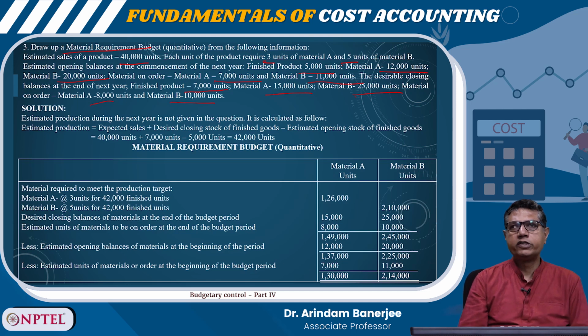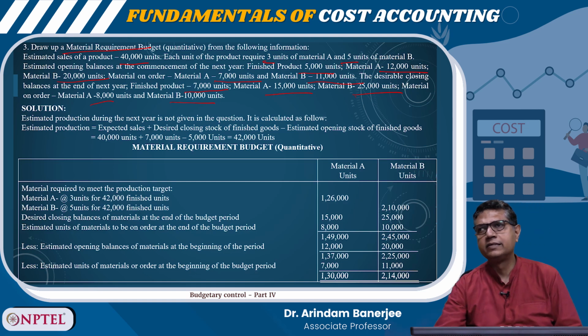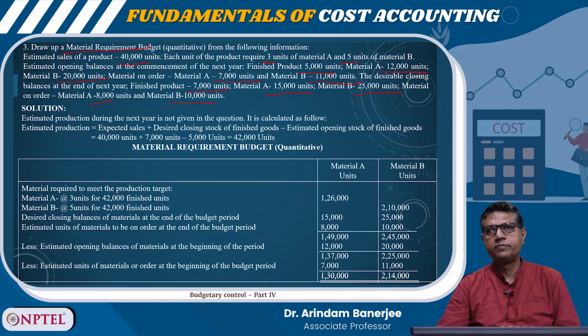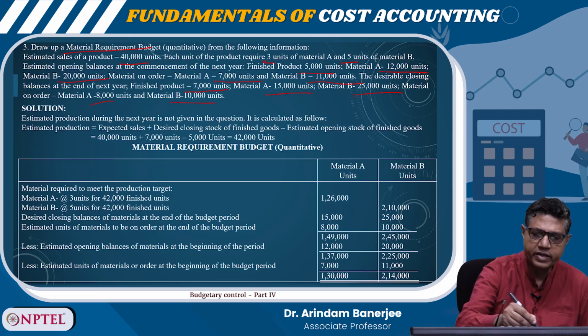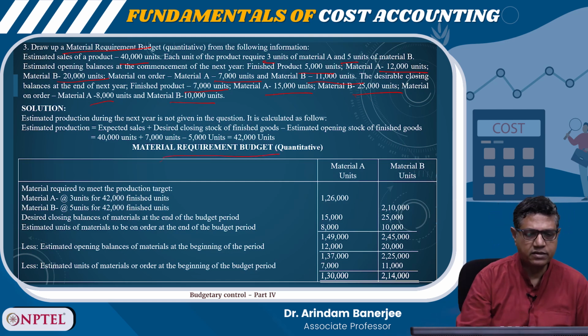So estimated production during the next year is not given in the question. It is calculated as follows. Estimated production is equal to expected sales plus desired closing stock of finished goods minus estimated opening stock of finished goods. 40,000 units plus 7,000 units minus 5,000 units. So 42,000 units. Now I am preparing the material requirement budget, right?